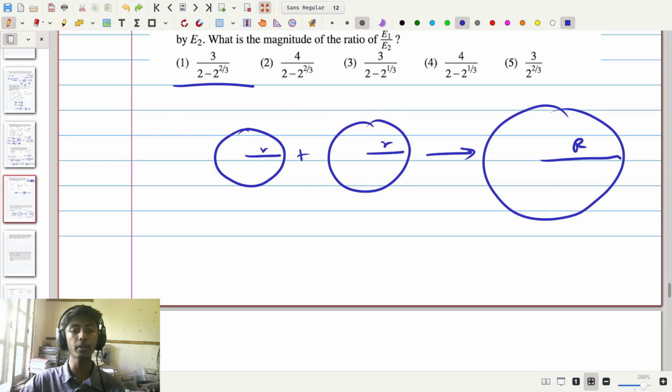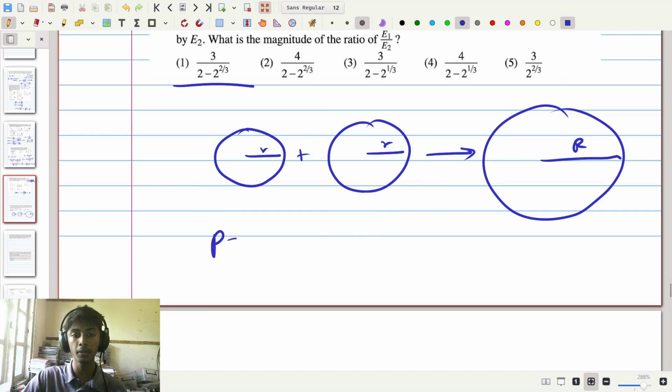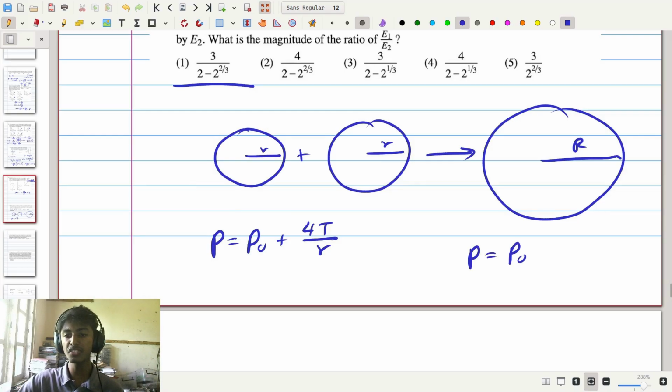And with that, I got capital R equals cube root of 2 times simple r. However, that's not exactly correct, and you'll realize why if you consider the pressures inside of these bubbles. The pressure here is equal to P0 plus 4T divided by simple r. However, for the big bubble, it's equal to P0 plus 4T divided by capital R.